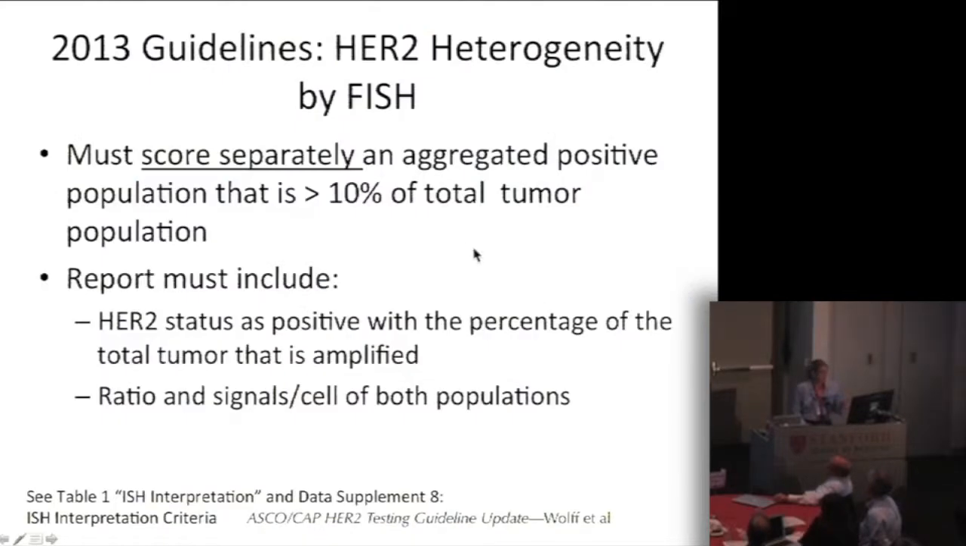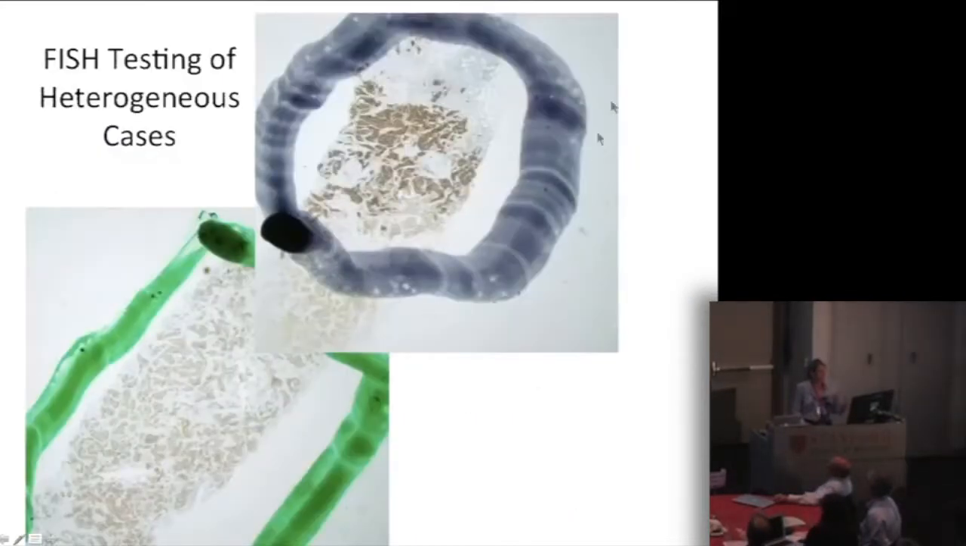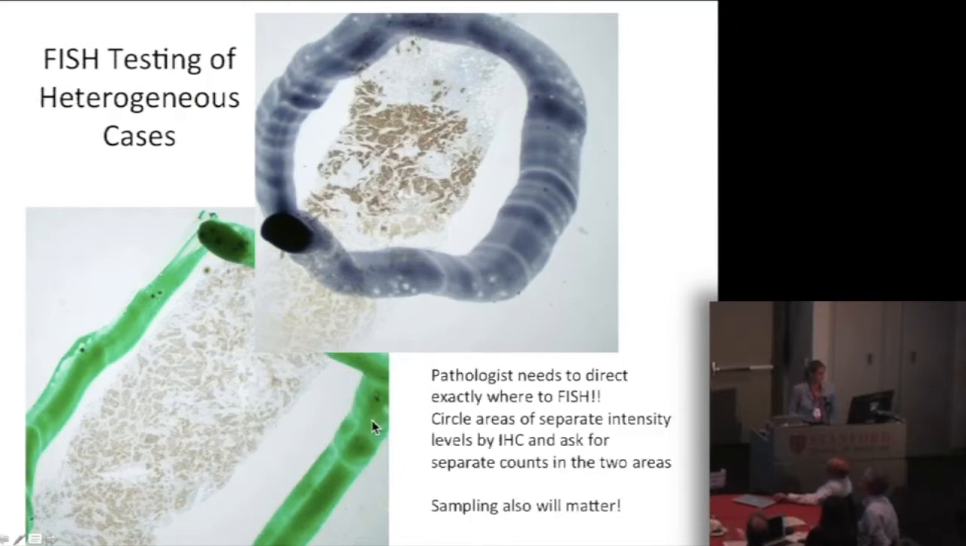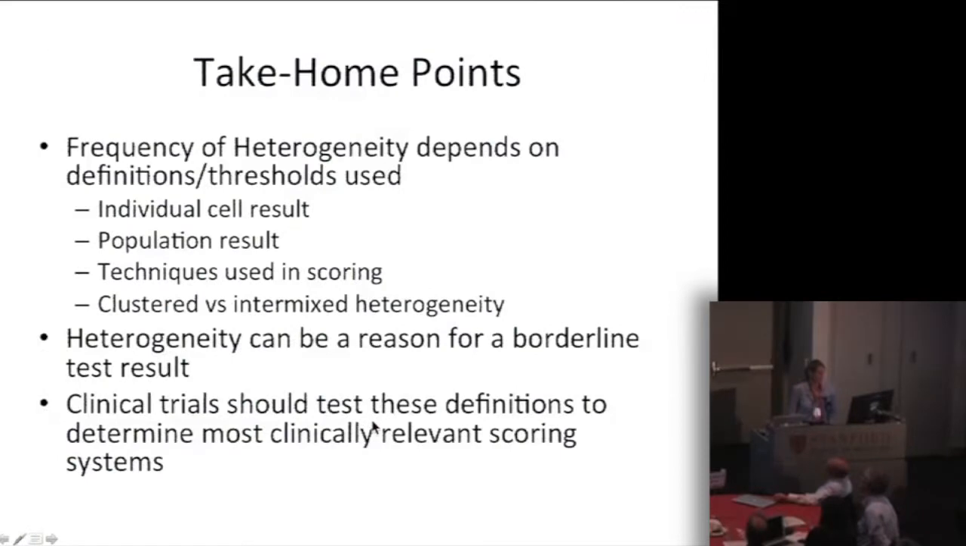result. So I think it's really important for the in situ testing to see, okay, we do have a subpopulation of cells that are positive and we need to focus in there. So this is how we circle our cases when we see heterogeneity and say, okay, count this separately from this when we're looking at FISH.